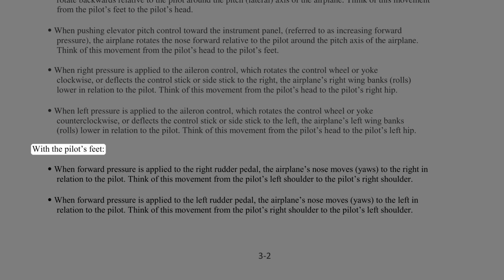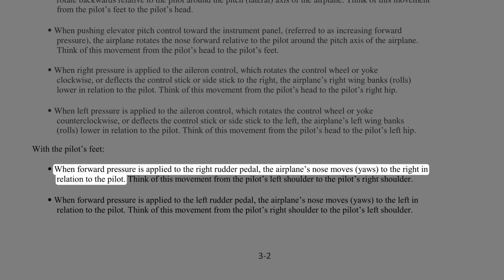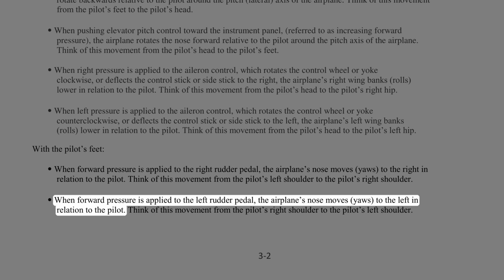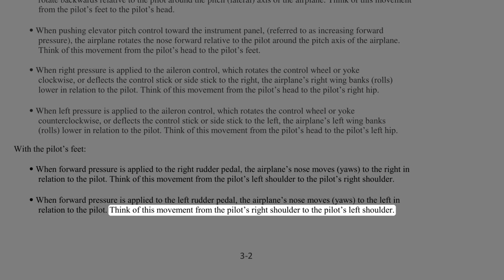With the pilot's feet, when forward pressure is applied to the right rudder pedal, the airplane's nose moves, yaws, to the right in relation to the pilot. Think of this movement from the pilot's left shoulder to the pilot's right shoulder. When forward pressure is applied to the left rudder pedal, the airplane's nose moves, yaws, to the left in relation to the pilot. Think of this movement from the pilot's right shoulder to the pilot's left shoulder.